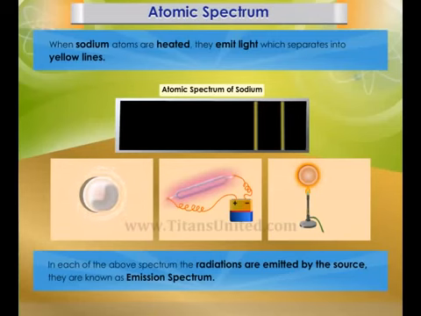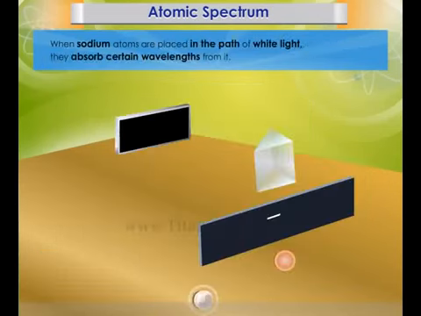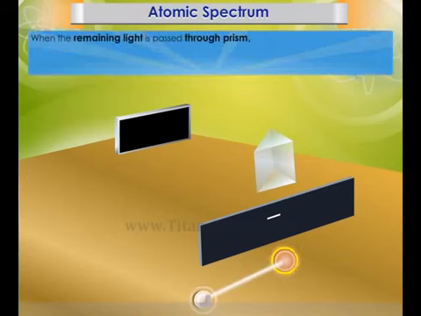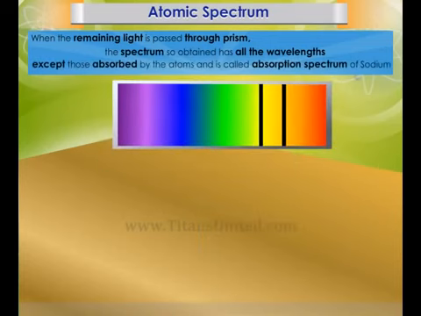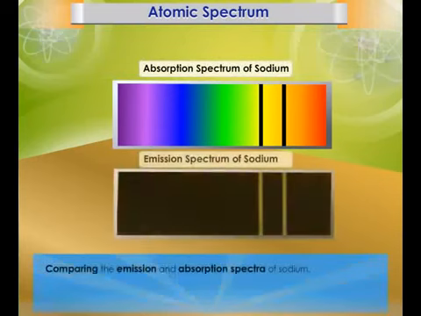There exists an opposite phenomenon called absorption spectrum. Let's explain it using sodium. When sodium atoms are placed in the path of white light, they absorb certain wavelengths from it. And when the remaining light is passed through the prism, the spectrum obtained has all the wavelengths except those absorbed by the sodium atoms and is called the absorption spectrum of sodium.